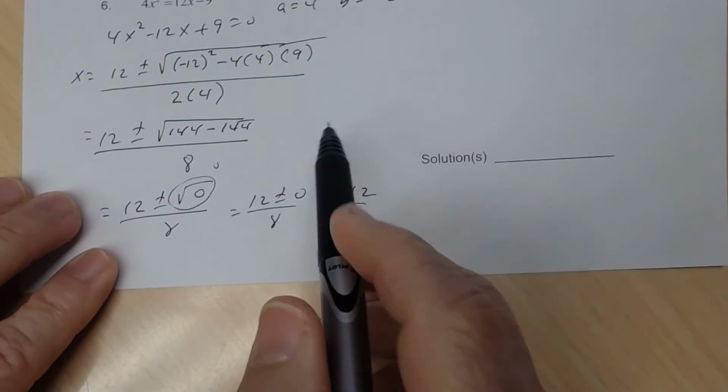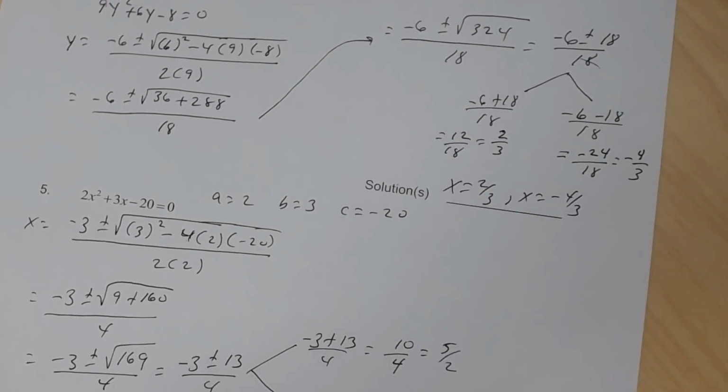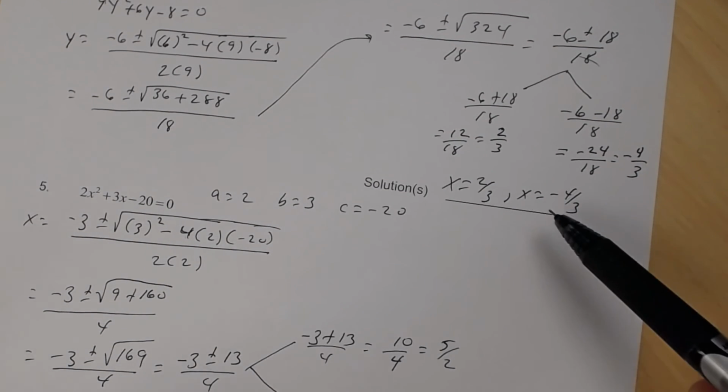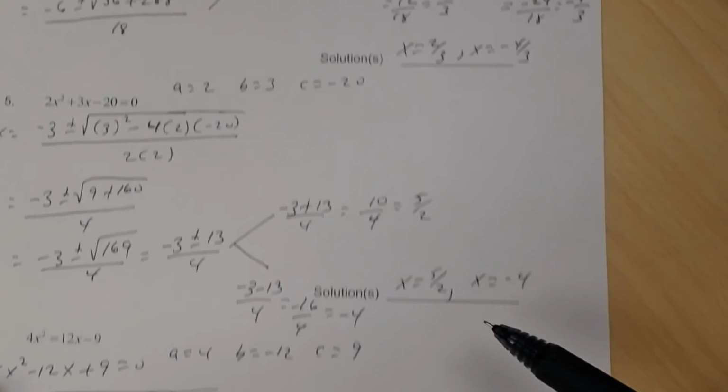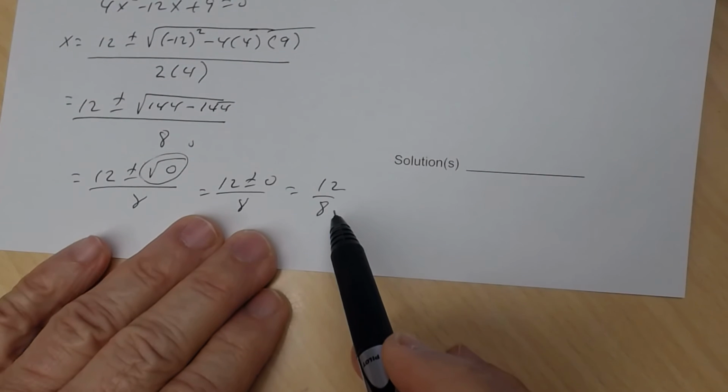And so notice that in all the others, I ended up with two distinct solutions. They were not the same. Each equation had two different solutions: 2/3 and negative 4/3, 5/2 and negative 4. Whereas over here, I only end up with one solution.